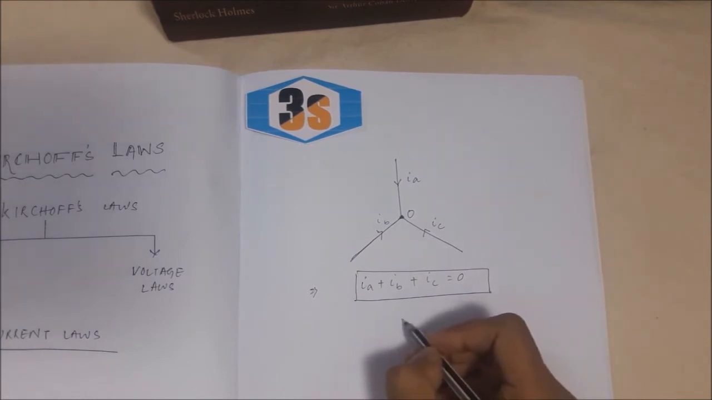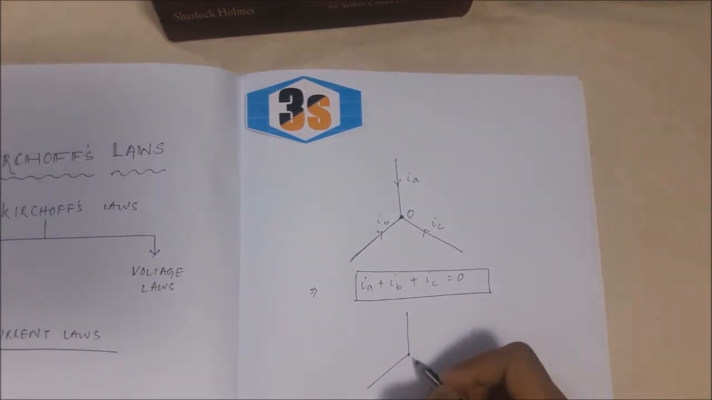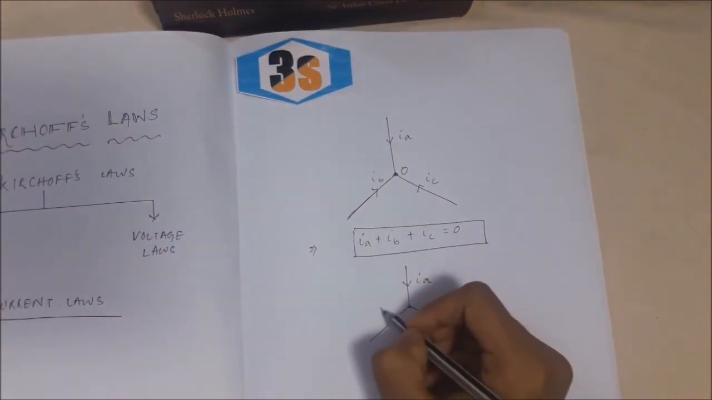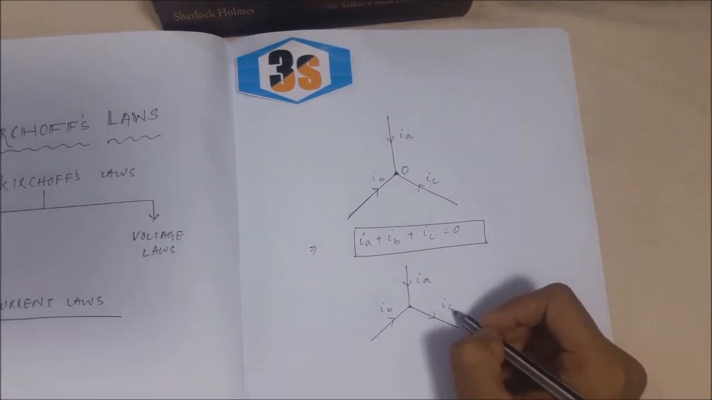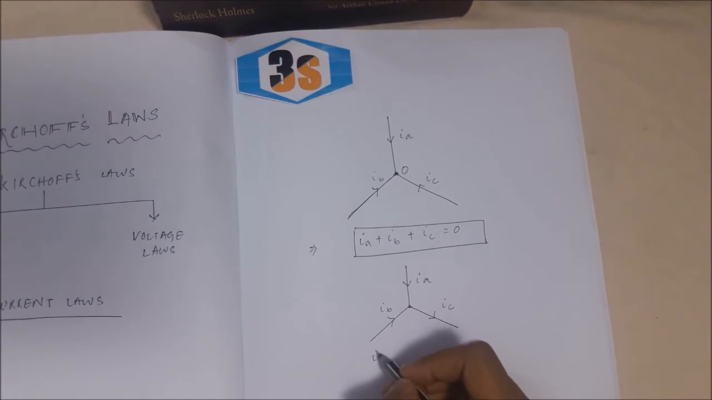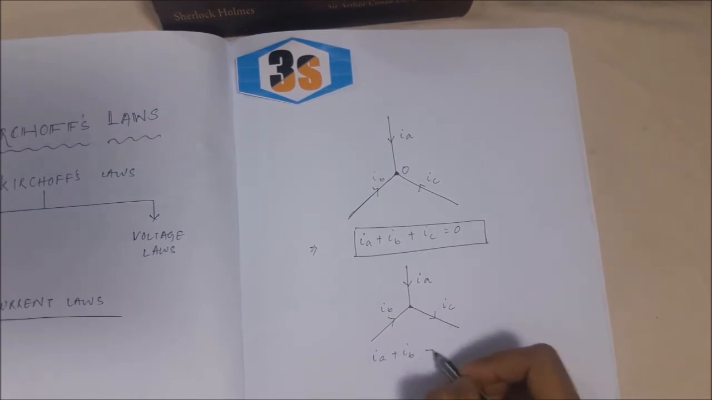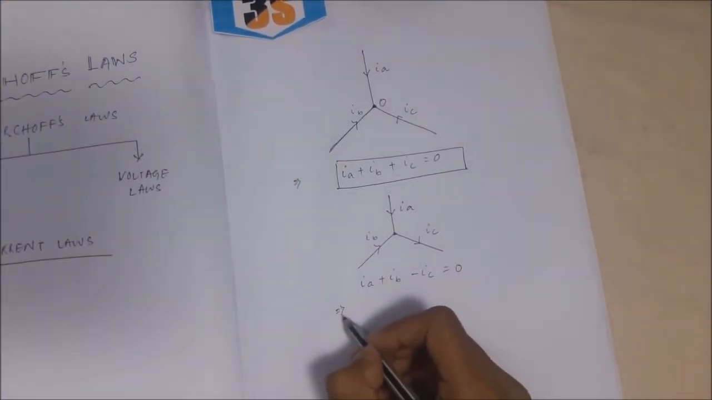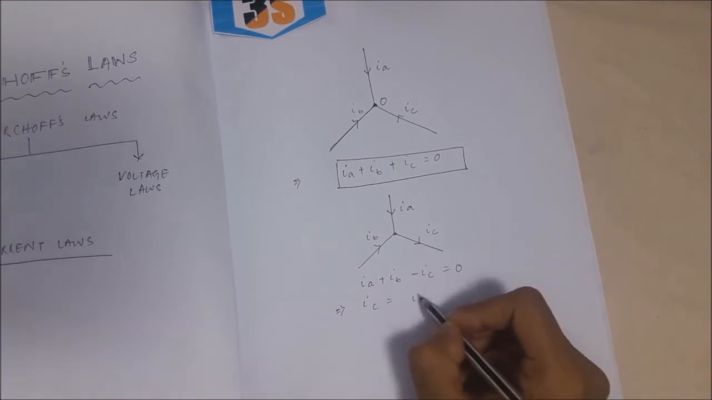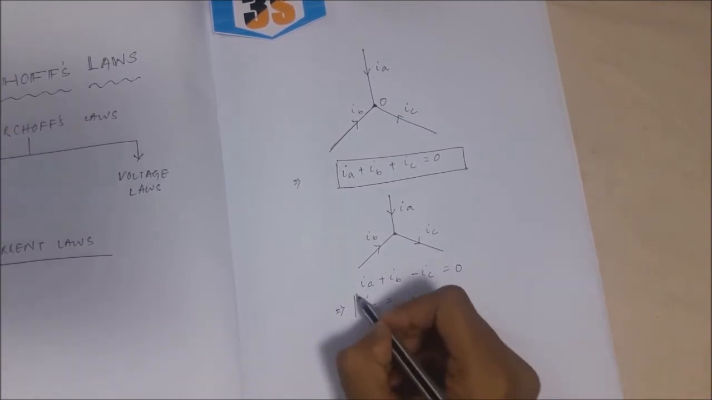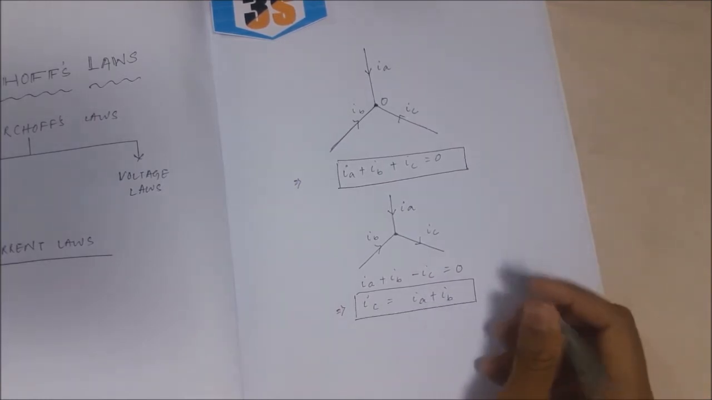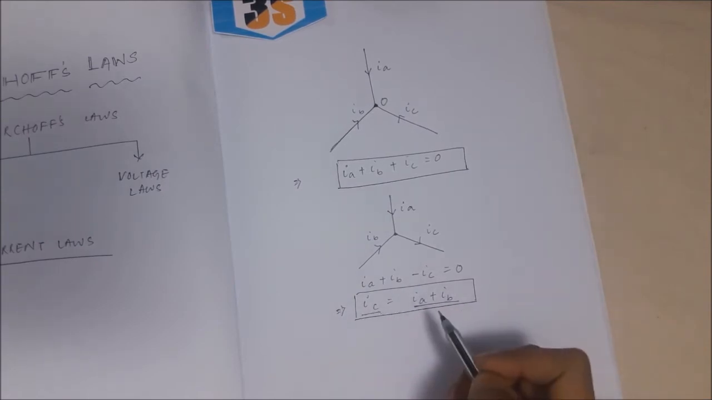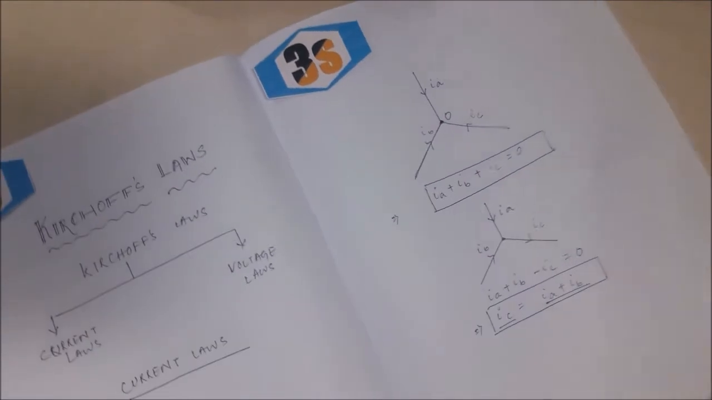We can take another example. Say, in a junction, we have currents IA and IB entering the circuit, but IC leaving the circuit. We can say IA plus IB minus IC equals 0, or we can say IC equals IA plus IB. This states that the current entering the circuit is equal to the current leaving the circuit. Hope you guys understand Kirchhoff's current law.